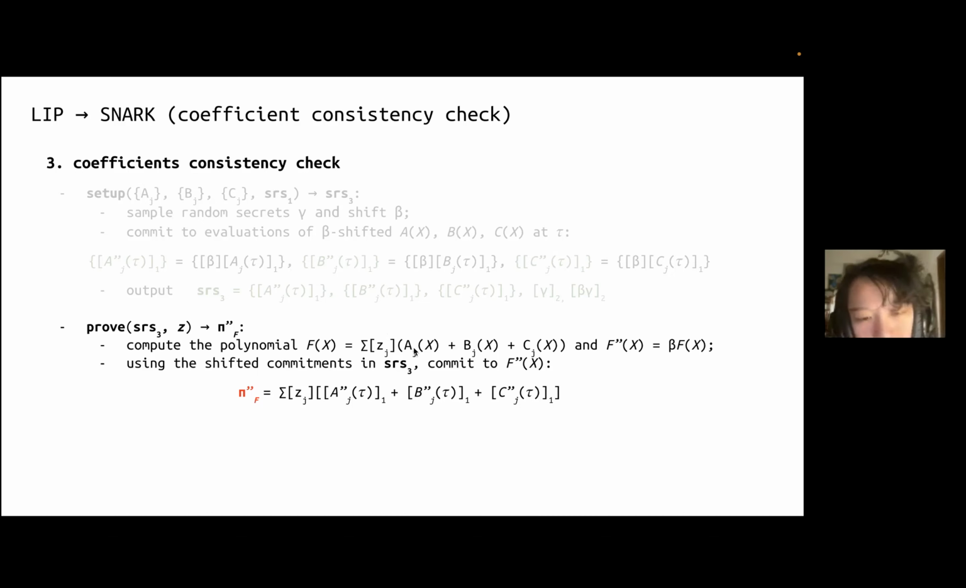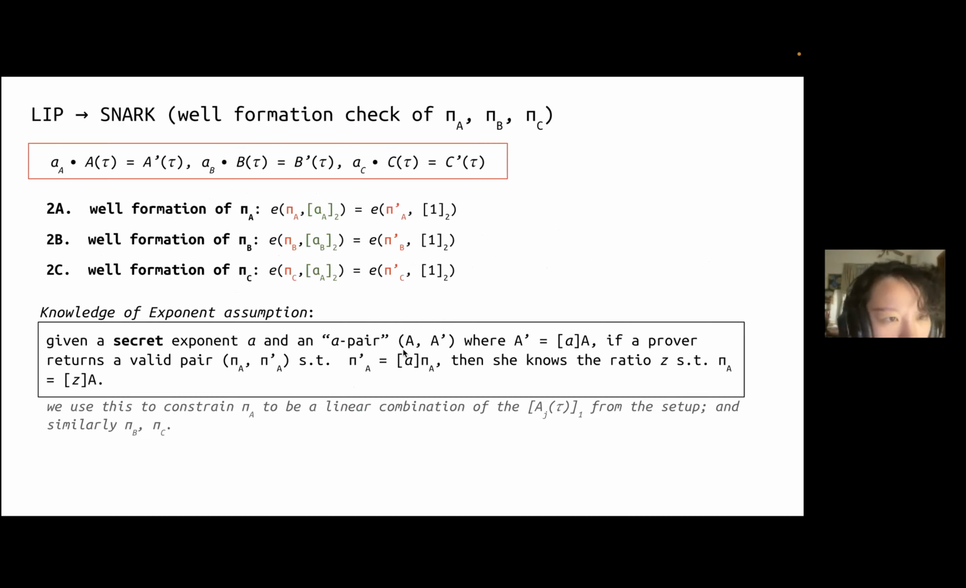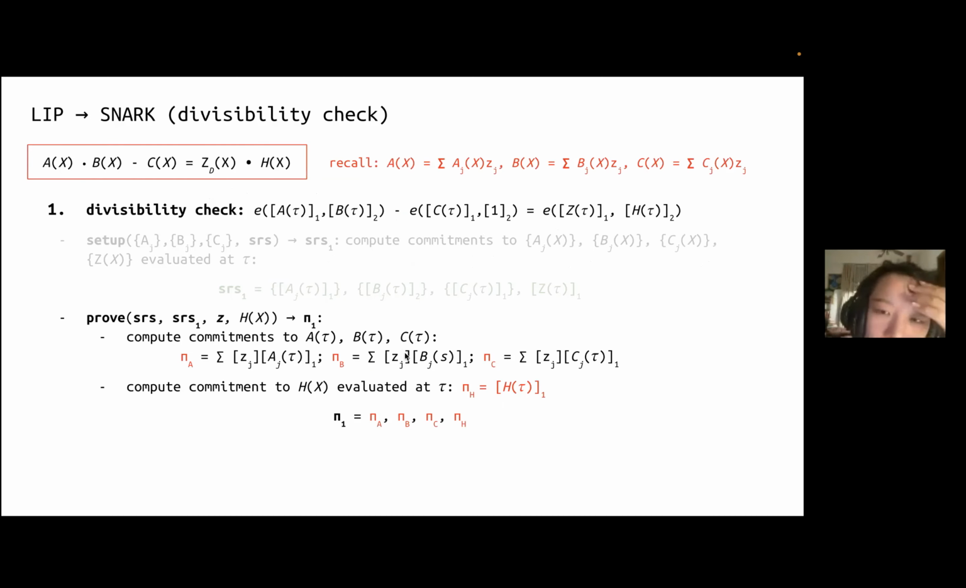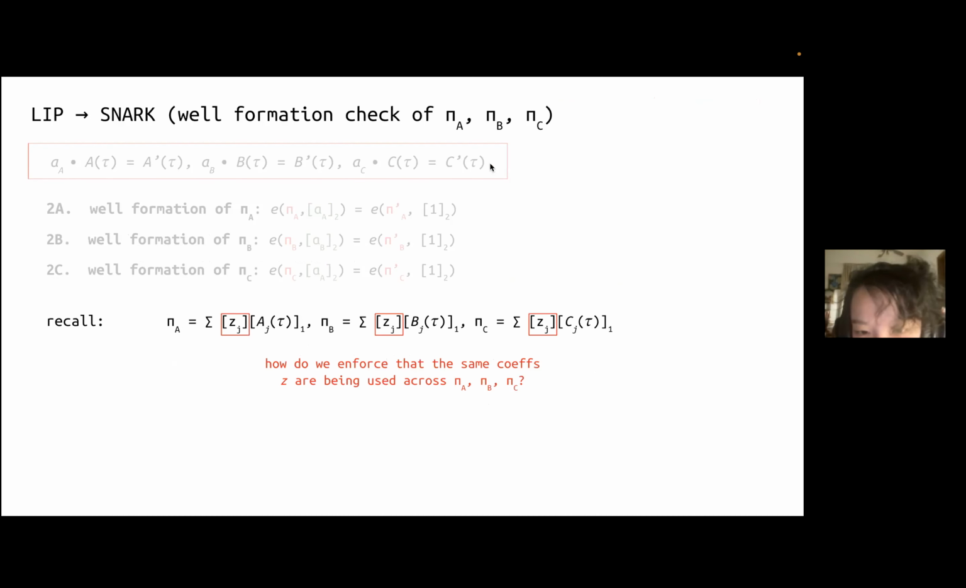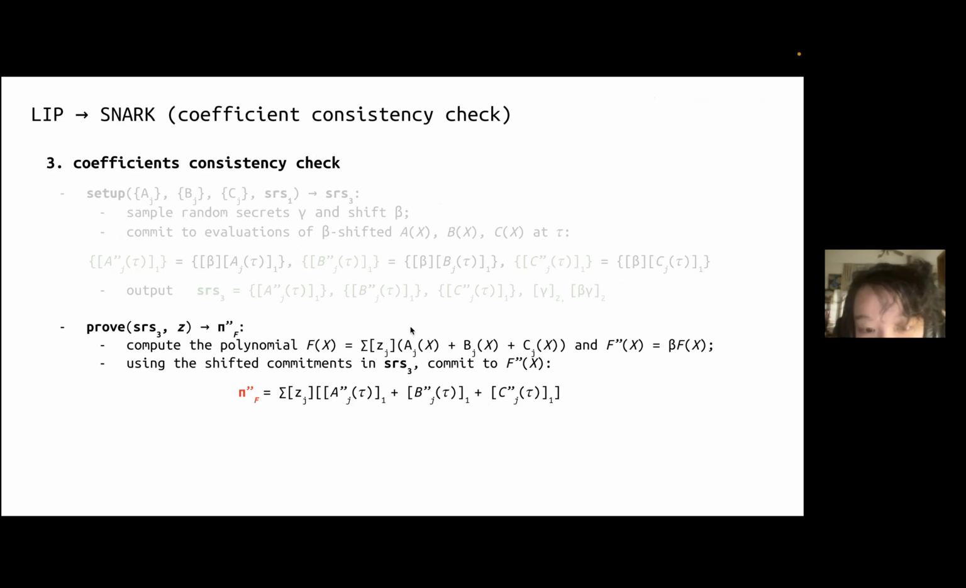Yeah, it's just like how A(x) was the linear combination of the A_j columns using the assignment. So f(x) is the linear combination of the sum of the A, B, and C columns using the assignment. And then we're going to shift f(x) by beta to get f double prime (x).